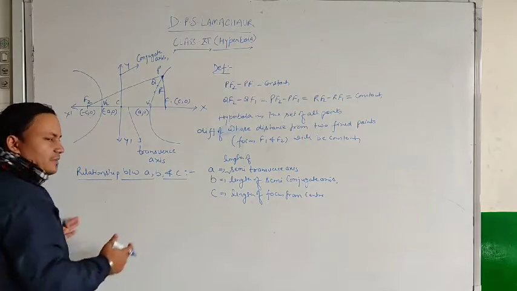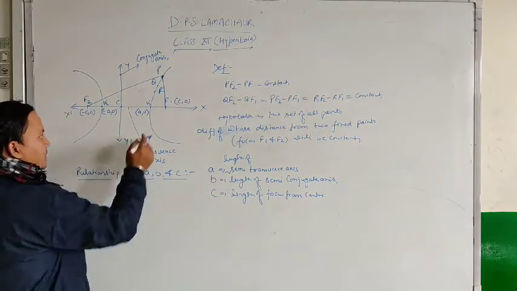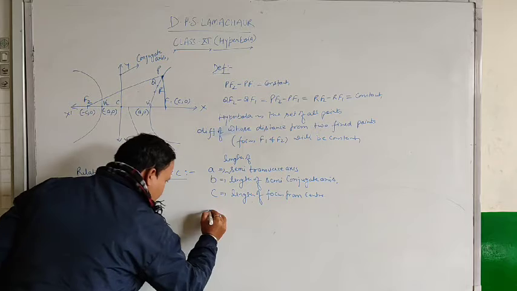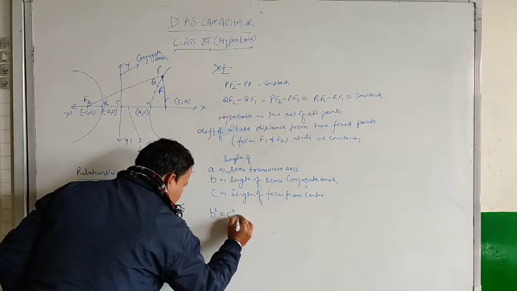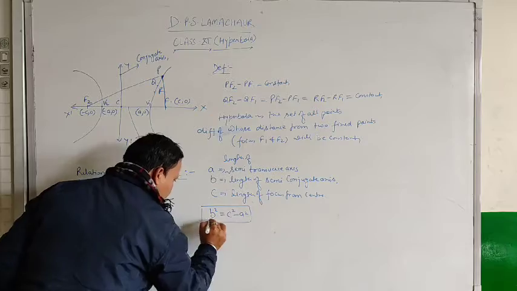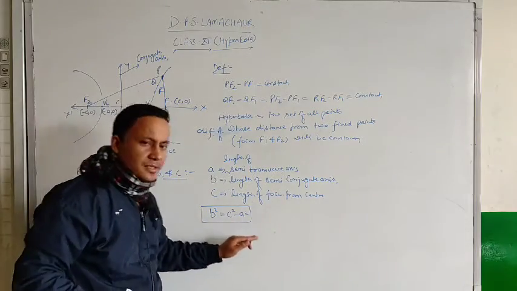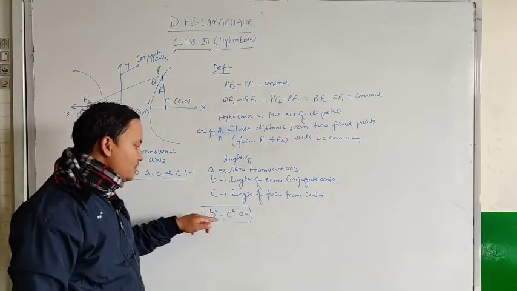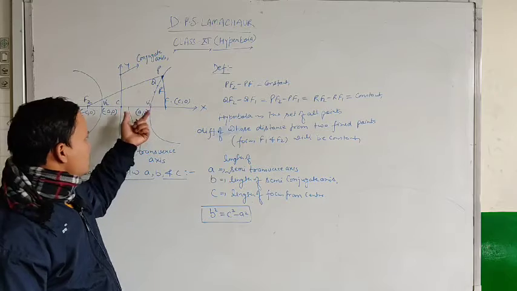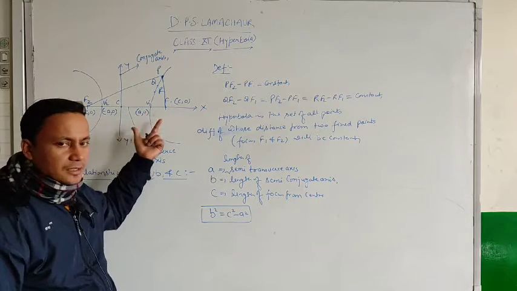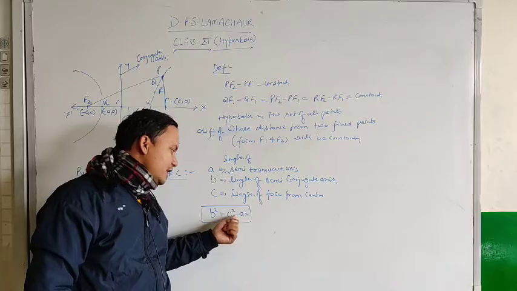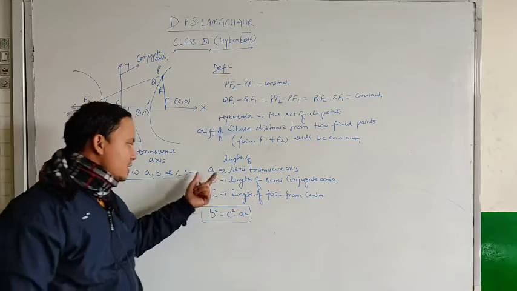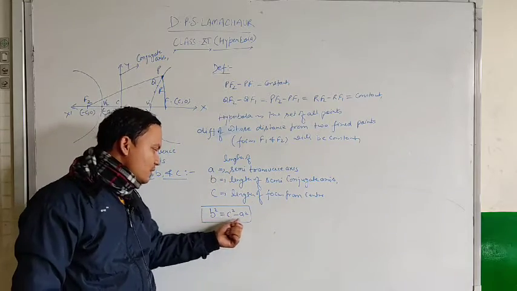So basically what is the relation between a, b and c? You can clearly see here the value of c is greater than a. So the relation will be b square is equal to c square minus a square. You have to learn it, just learn it. What is the relation between a, b and c? b square is equal to c square minus a square. And in case of ellipse, a is greater than c, so b square is equal to a square minus c square. This is the relation in case of ellipse. And in case of hyperbola, b square is equal to c square minus a square.